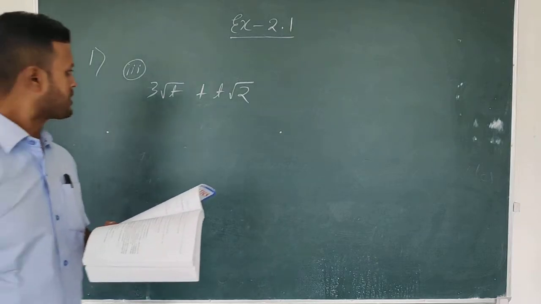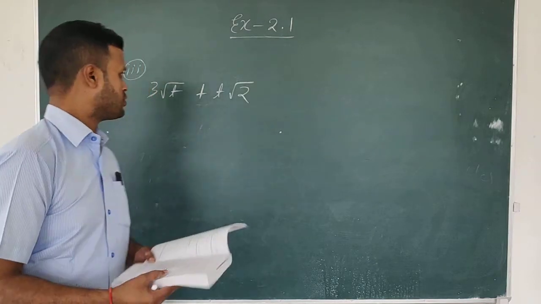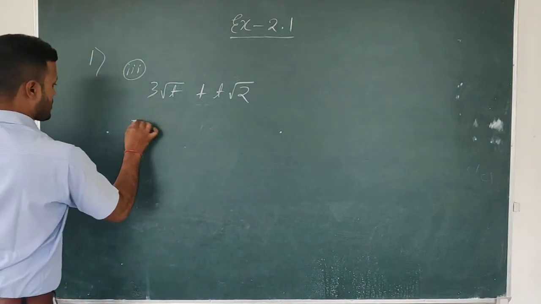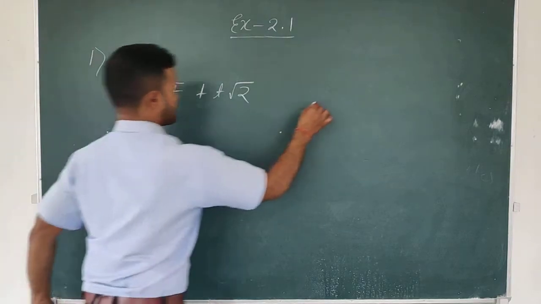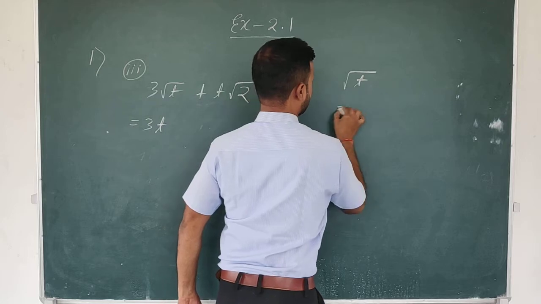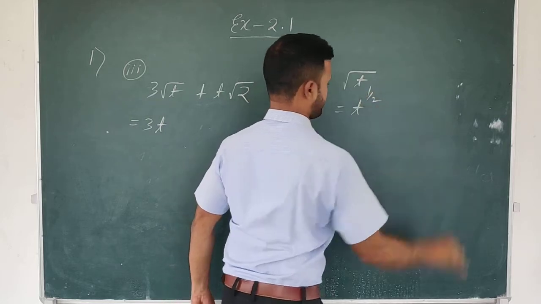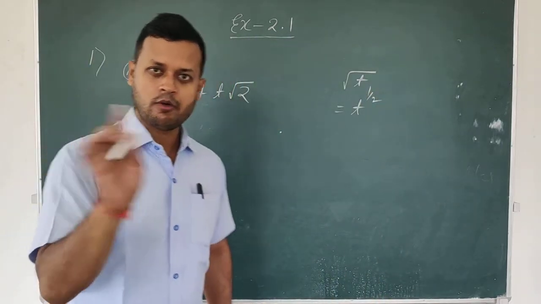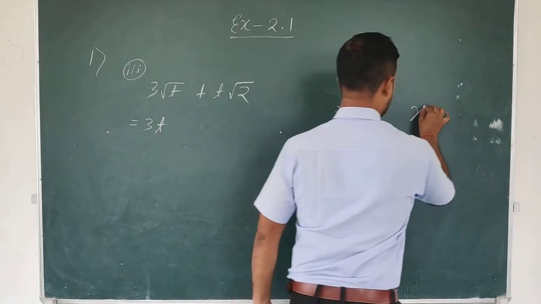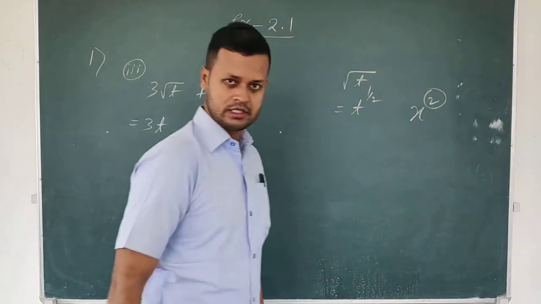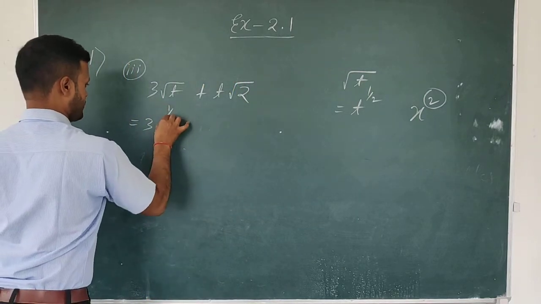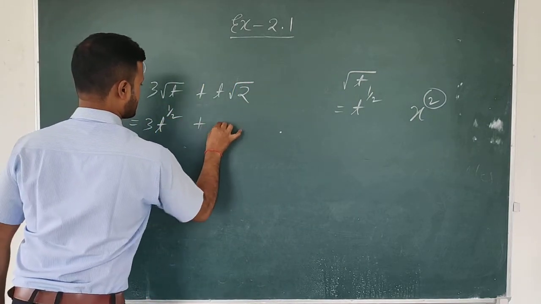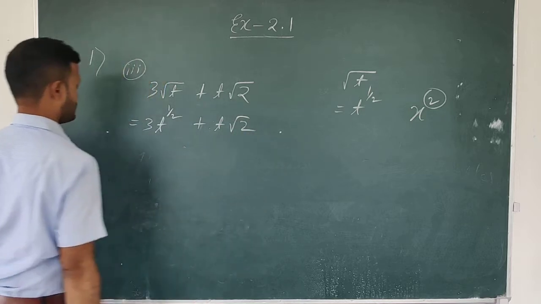Root t plus t root 2. So, what is the power of t? Root t means what? Square root of t means t raised to the power half, isn't it? Square root means the power will be half. Like x square, what is the power? 2, isn't it? Square root means power will be half.